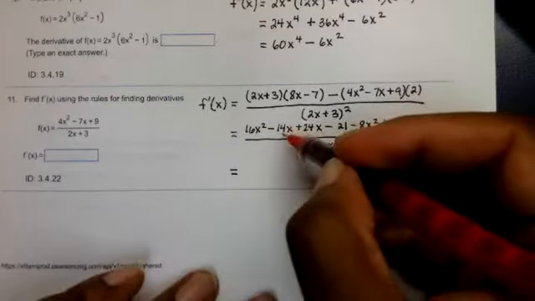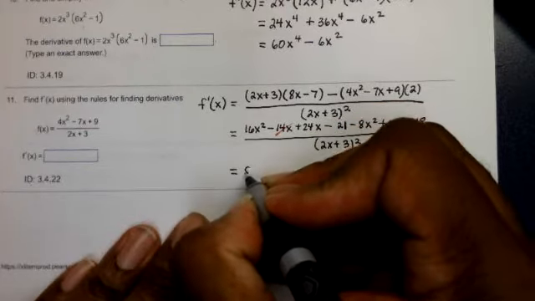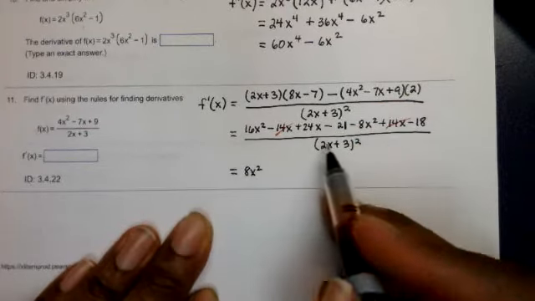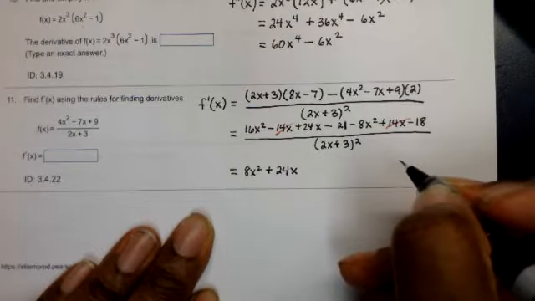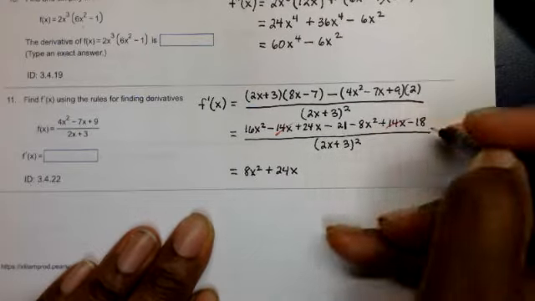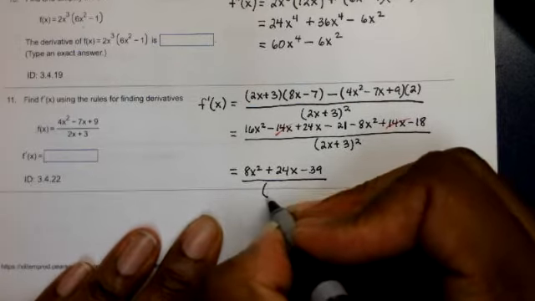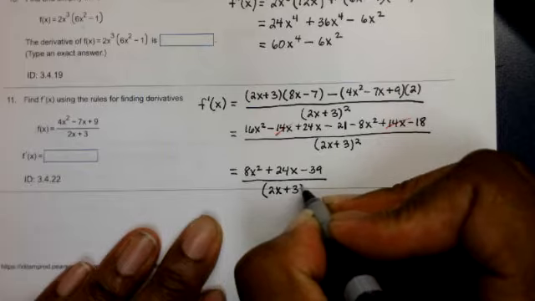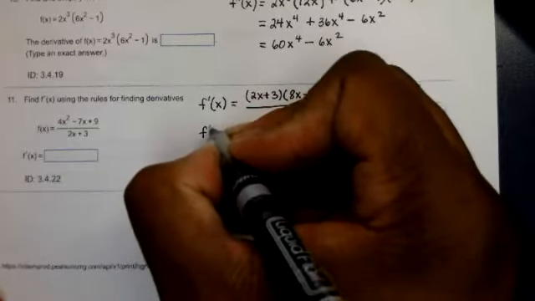Let's see, minus 14x and plus 14x, that's gone. And then I got 16x squared minus 8x squared. That will be 8x squared. And then I'm left with a plus 24x, since the minus 14x and plus 14x will give me 0. Minus 21 and a minus 18 will be minus 39. All that's divided by 2x plus 3 quantity squared. And I will go no further than that. So that will be the derivative, or what f prime of x will be.